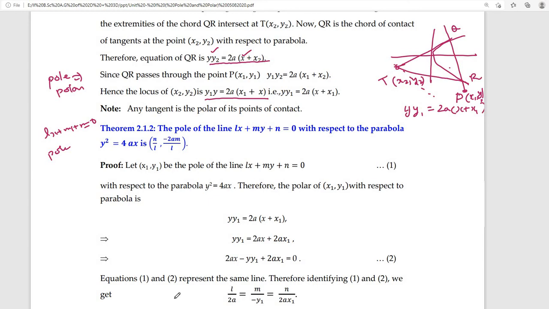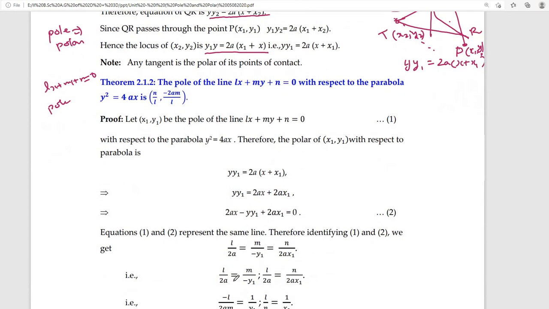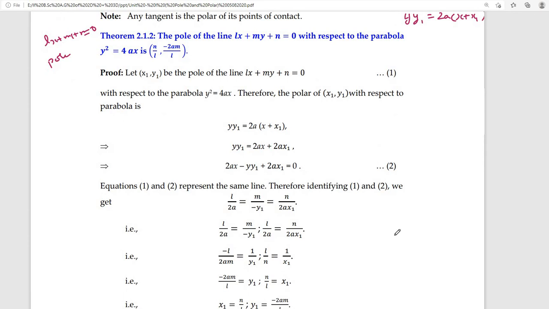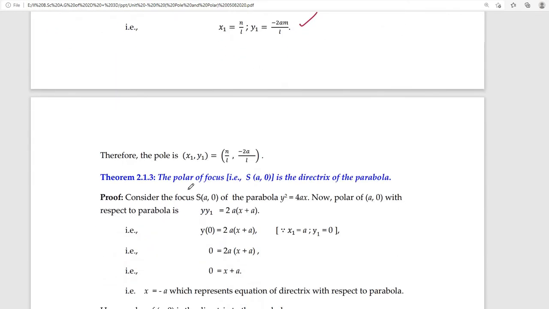Then, because they represent the same line, we can identify them: the coefficient of x of this, coefficient of x of this, and likewise coefficient of y, and then the constant term. From the first, L by 2a equal to M minus. So if we name these as 1, 2 and 3, from 1 and 2, from 2 and 3, we can get the values for our x1 and y1. So ultimately we can write the coordinates of the pole to be (N by L, minus 2a M by L). Here M is missing, so 2aM by L.